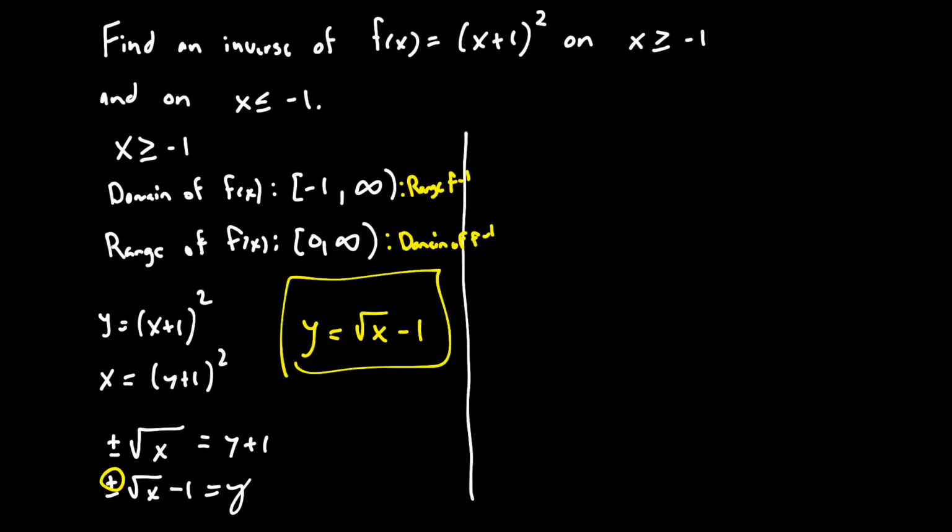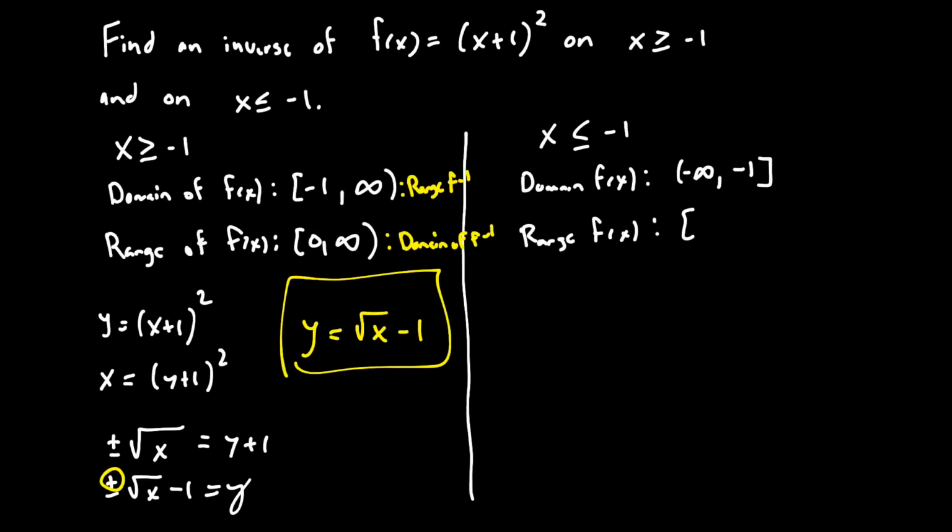Now let's look at the inverse for all the x values that are less than or equal to negative 1. Again, the domain of f of x is going to be all negative values up until negative 1. And the range is still all positive values, 0 to infinity. Again, we want to find the inverse, so we'll rewrite our function first, switch the x and y's, and then solve for y. Again, we'll get plus or minus the square root of x minus 1 is equal to y.